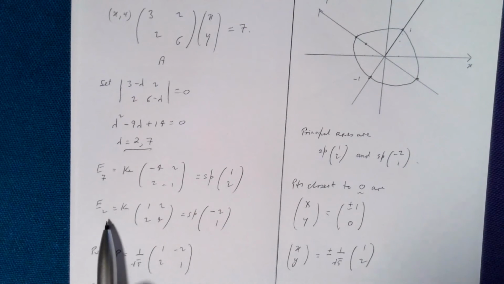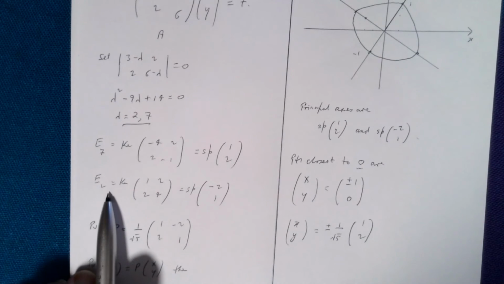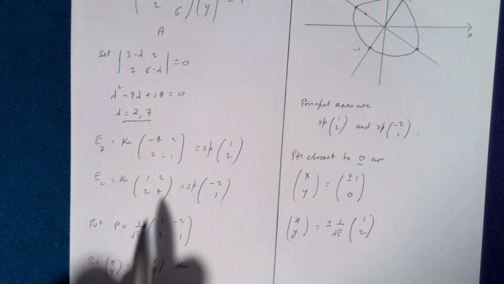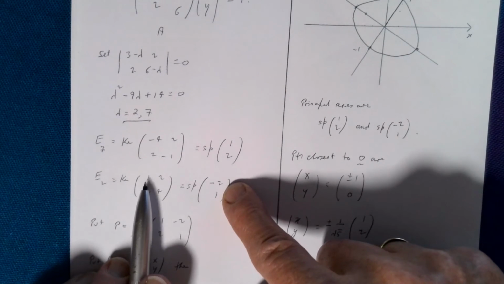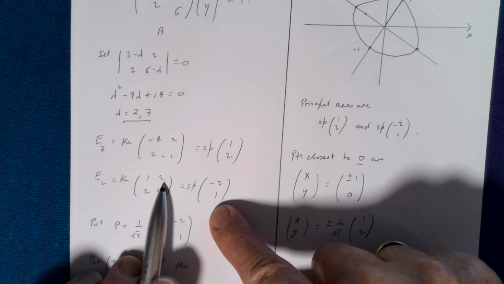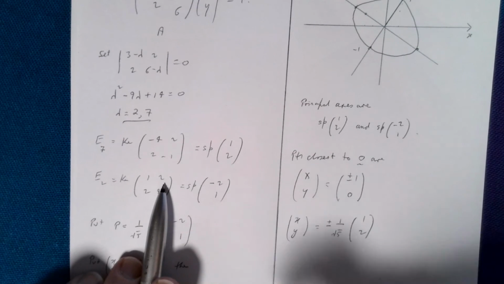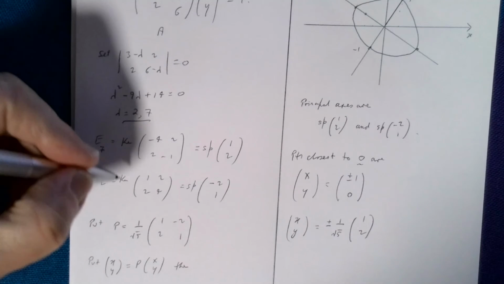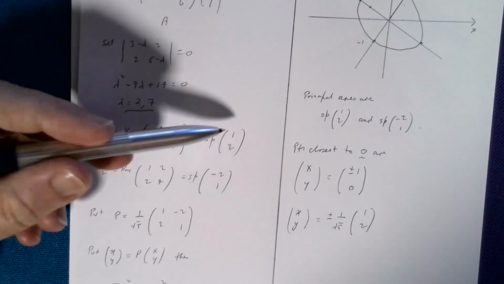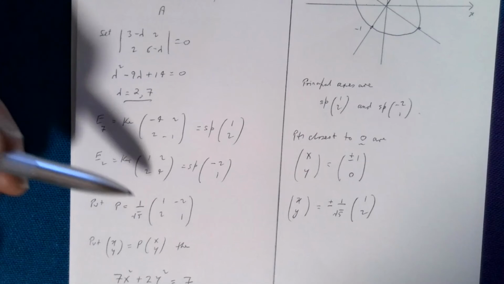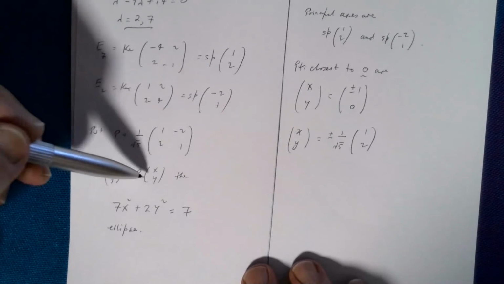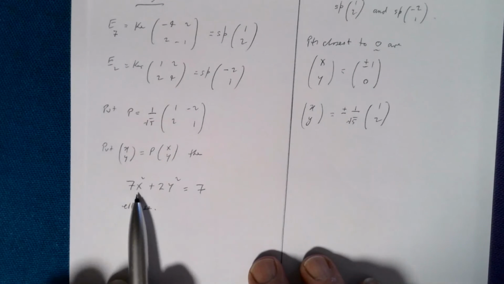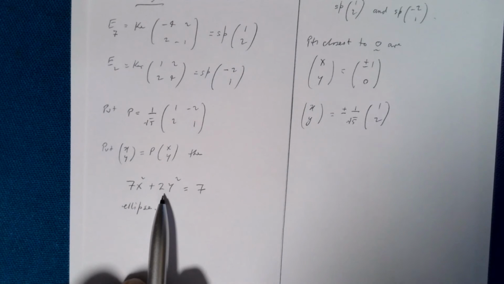The eigenspace for 2, we put 2 back up into the original matrix, we get this. And again, I'll have minus 2 of those and 1 of those. So that's minus 2, 1, and that's in the kernel of this matrix. So whack these into a P matrix, but don't forget we have to normalize it. Make the usual change of variable, and then with respect to our capital X and capital Y axes, we have 7x squared plus 2y squared is 7, which is an ellipse.